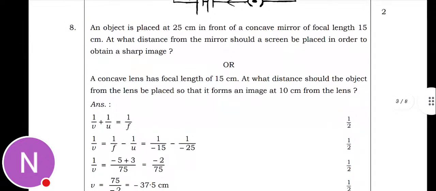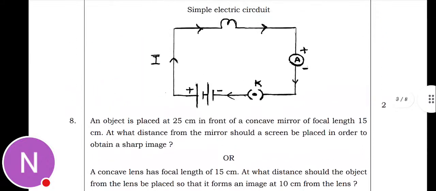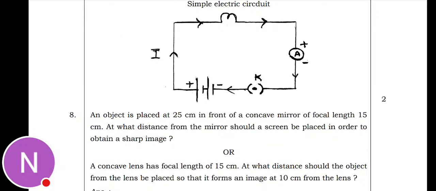Next is question 8. They have asked: an object is placed 25 centimeter in front of a concave mirror of focal length 15 centimeter. At what distance from the mirror should a screen be placed in order to obtain a sharp image? Or, a concave lens has a focal length of 15 centimeter. At what distance from the lens should the object be placed so that it forms an image at 10 centimeter from the lens?